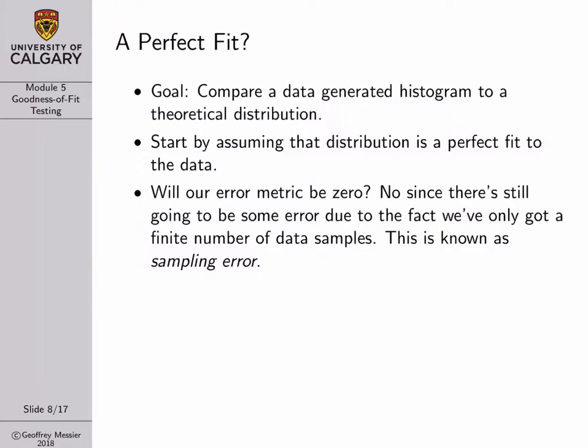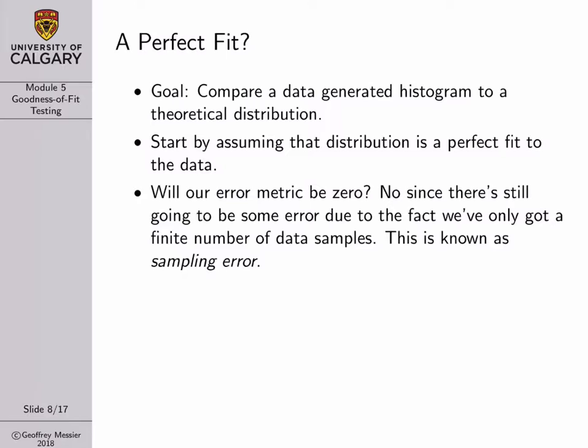Okay, so the goal of our goodness of fit test, again, is to compare a data-generated histogram or an experimentally generated histogram to a theoretical distribution and decide whether or not we think it's a good match. And so to understand how the chi-squared goodness of fit test works, let's start by assuming that the distribution is in fact a perfect fit to the data.